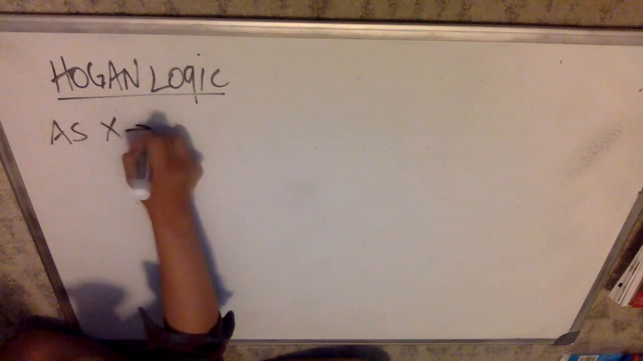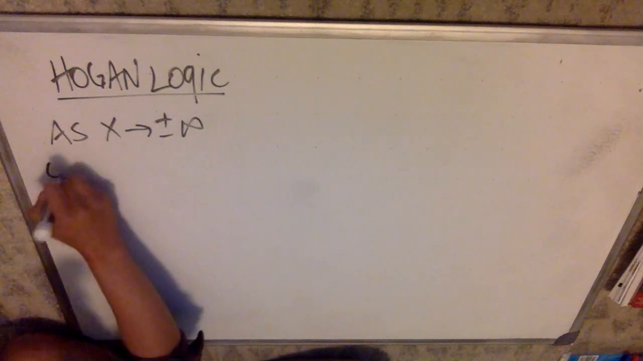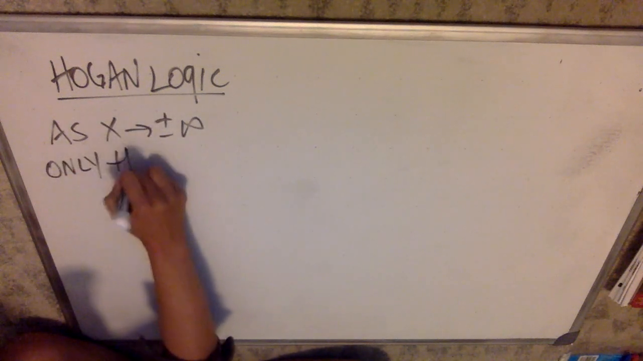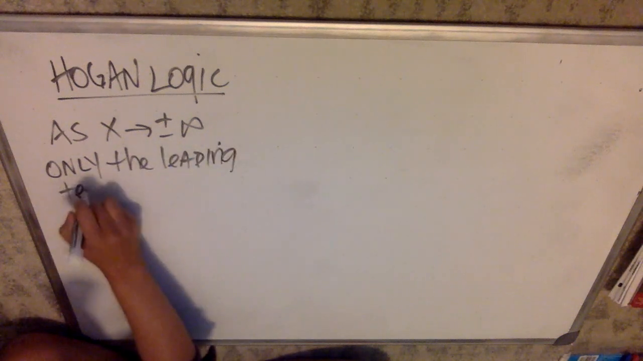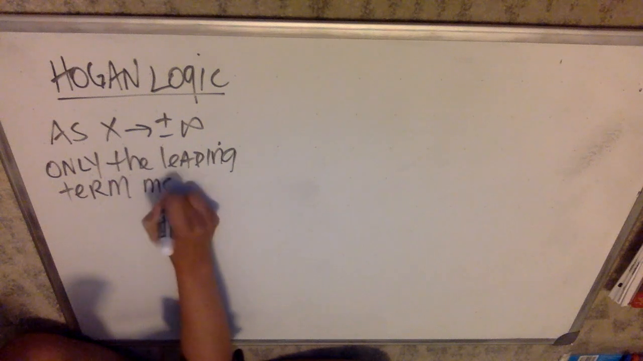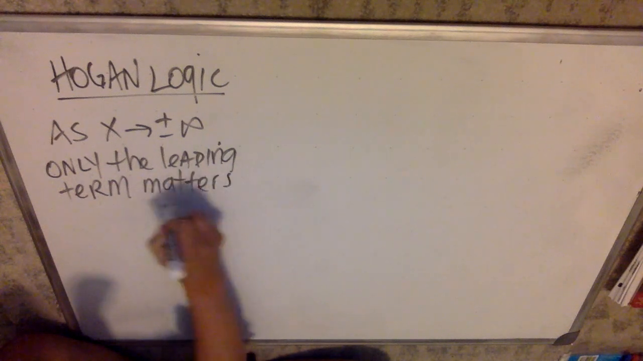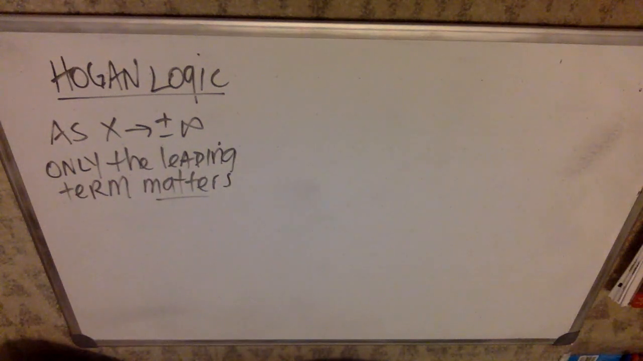As x approaches plus or minus infinity, only the leading term matters. You might say, okay, but Hogan, that doesn't make any sense. If x is huge, the other terms totally matter. My argument is that that is not the case. My argument is that if you have, so let's pick a really big x, right?